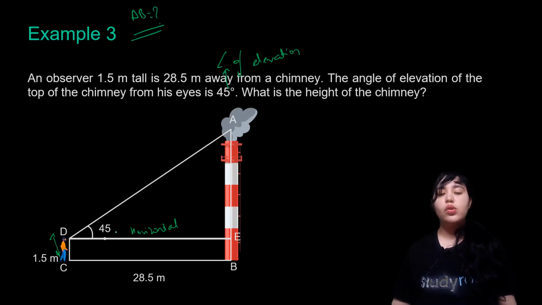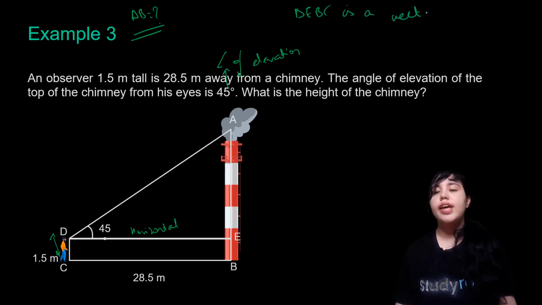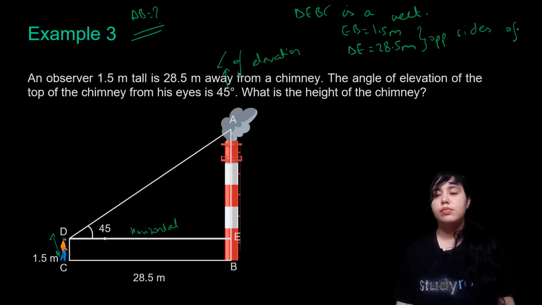So here, if you look carefully, DEBC, what is the shape of this DEBC? It is a rectangle. Okay, so what is so special about a rectangle? That opposite sides of a rectangle are equal. So if DC is 1.5, EB will be equal to 1.5 meters. Also, if CB is 28.5 meters, I can say that DE will also be 28.5 meters. Why? What is the reason? They are opposite sides of rectangle. So that means this is 1.5 meters and this distance is what? 28.5 meters.